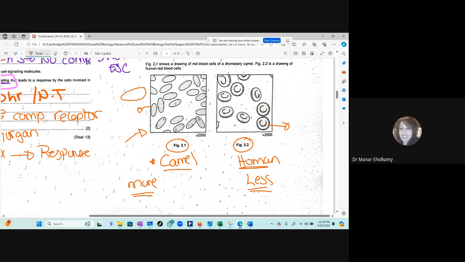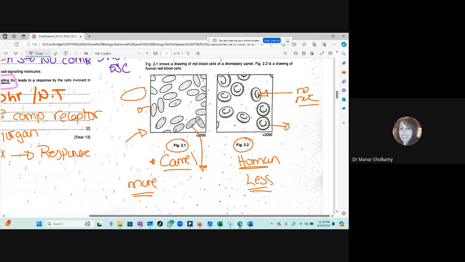Exactly. No, you can say that. Why? Because obviously this is biconcave. There is a depression in the center, which means that there is nucleus or no nucleus? No nucleus. You're definitely sure that there is no nucleus here. Here, you do not see a depression in the center. So there's a very high chance that it does have a nucleus.